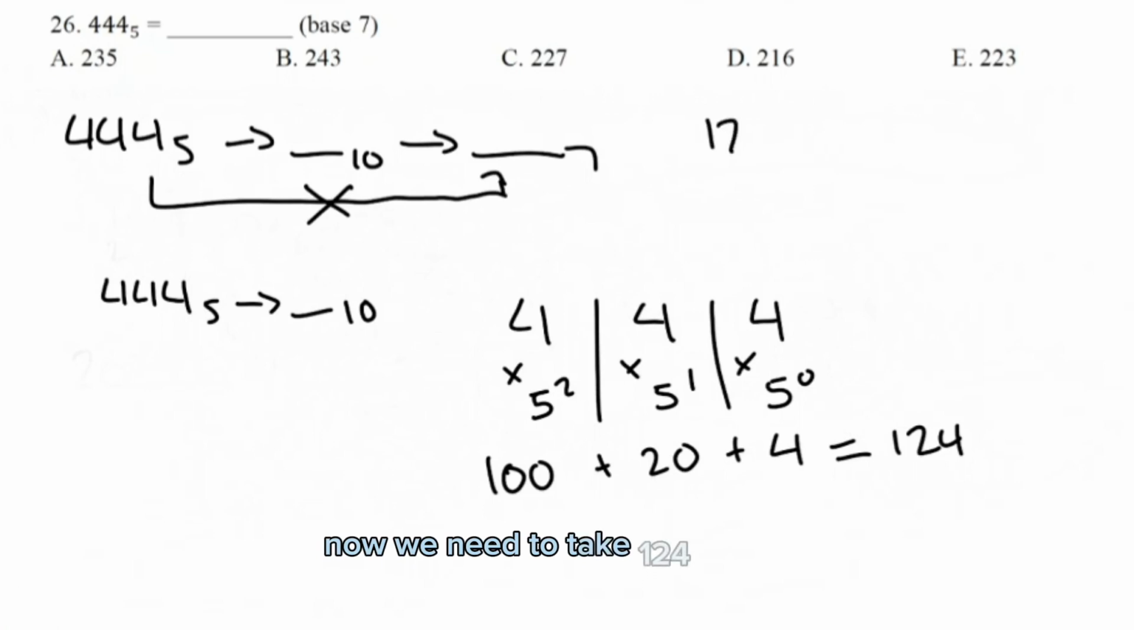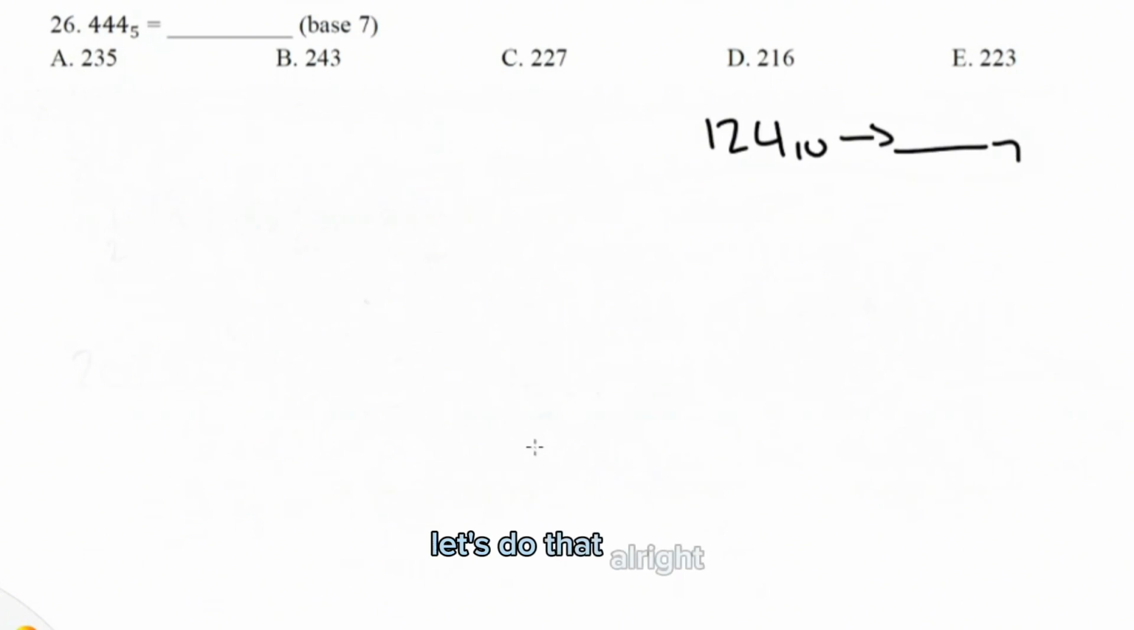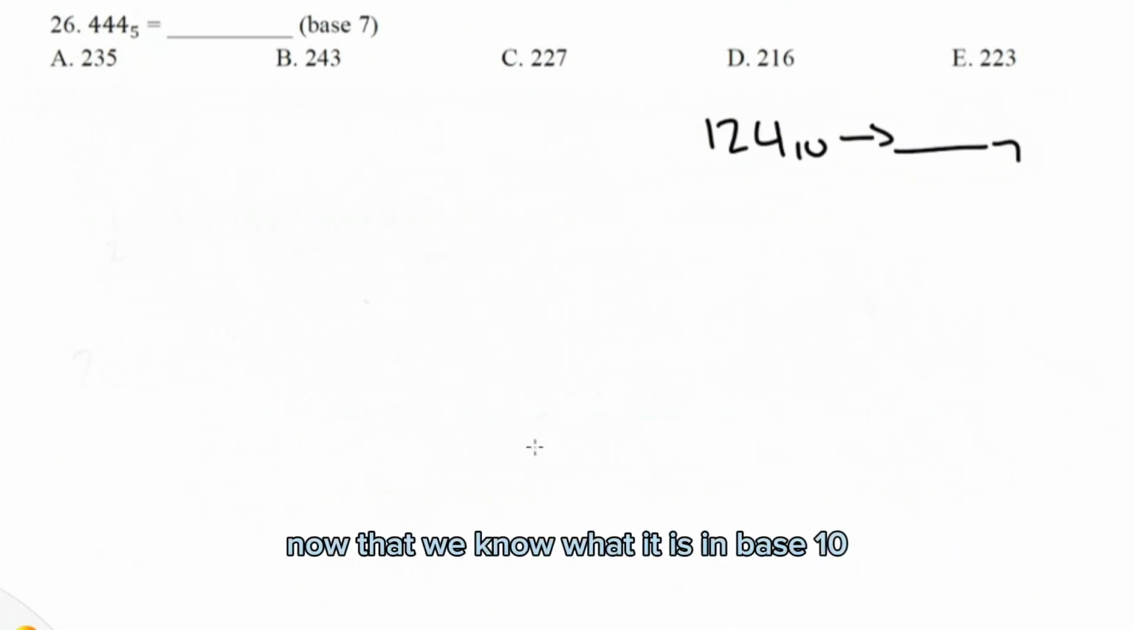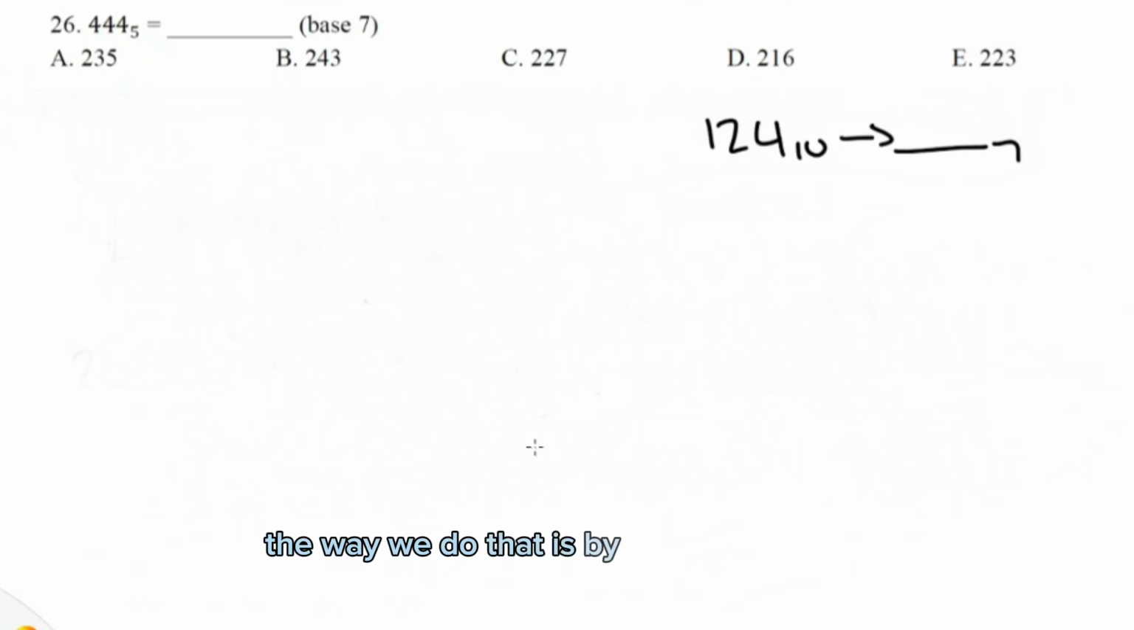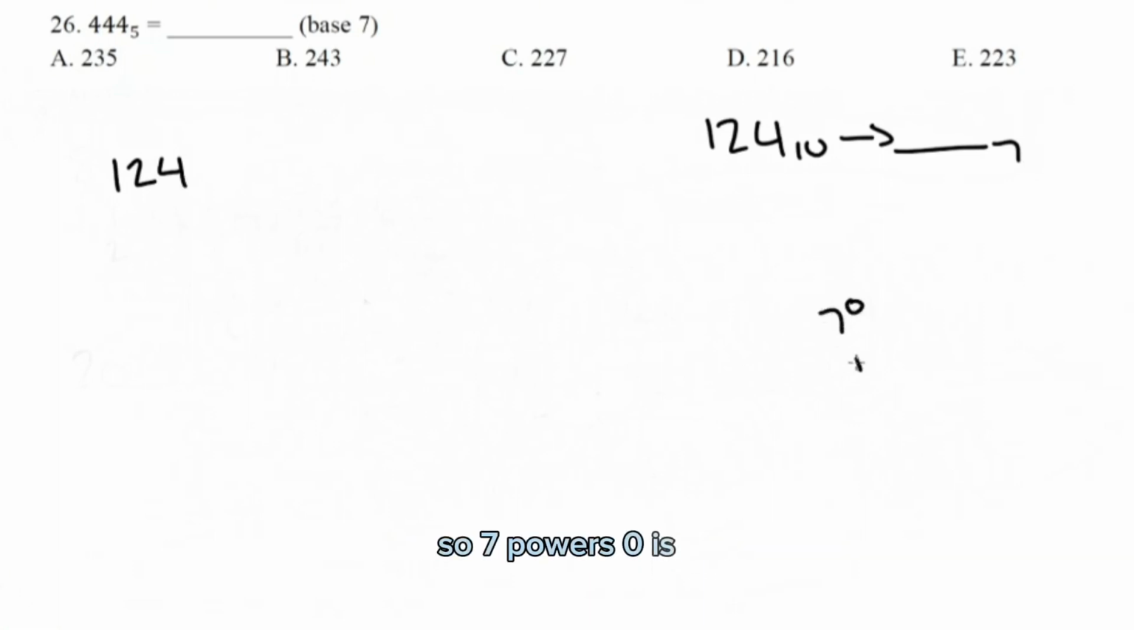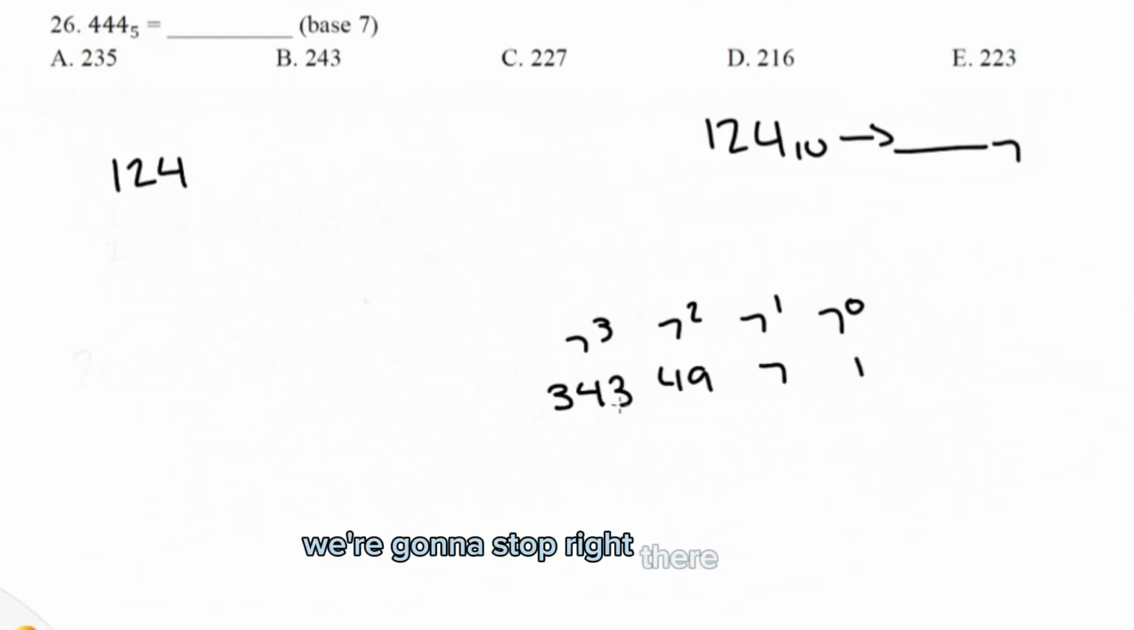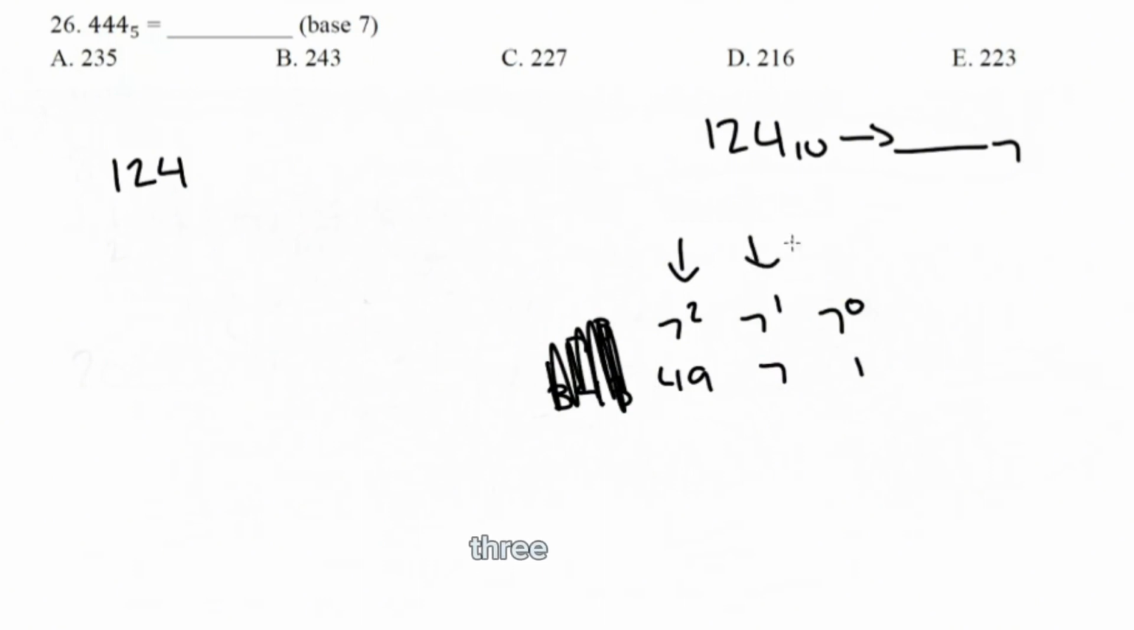Now we need to take 124 base 10 and convert it to base 7. The way we do that is by writing this number, 124, and listing the powers of 7, which is the other base. So 7 power 0 is 1, 7 power 1 is 7, 7 squared is 49, and 7 cubed is 343. We're going to stop right there though. We're actually not going to use 7 cubed because 7 cubed is greater than 124, so we don't need it. So we're only going to use these three powers.